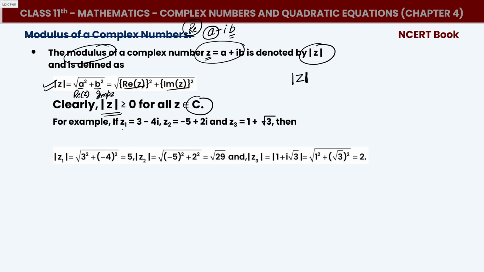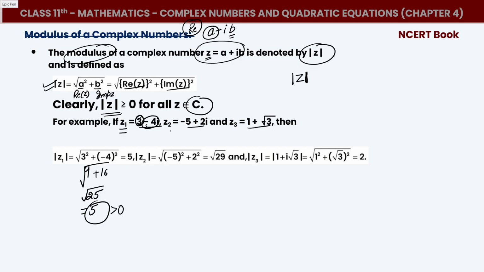Let's see here. If I represent z1 as 3 minus 4 iota, z2, and z3, we are taking some different examples and let's find the modulus of each. So under root of the square of the real part, 3 square is equal to 9, right? Minus 4 square is equal to 16, add them and take the root. So it is under root of 25, which is equal to 5. So clearly we can say it is greater than 0.